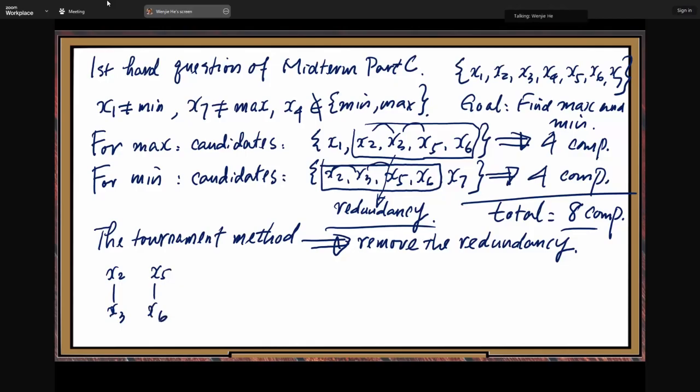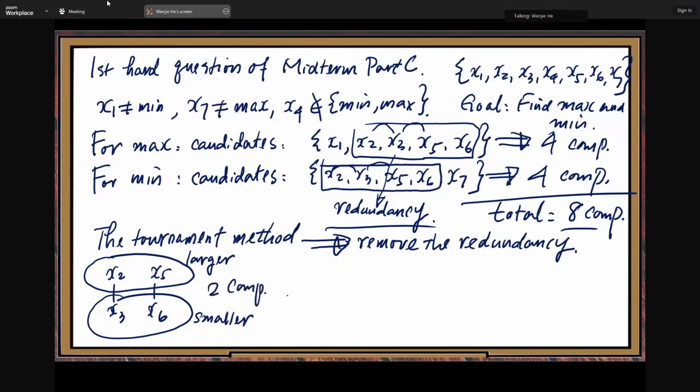And we can assume larger, smaller. But we need 2 comparisons here. In this tournament round, we need 2 comparisons. Yeah. 2 larger, 2 smaller. But after that, the winners group and the losers group, this time we update. Winners group, candidates, we put in a winners group.